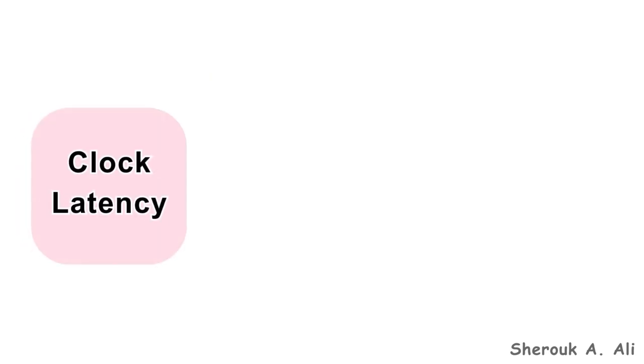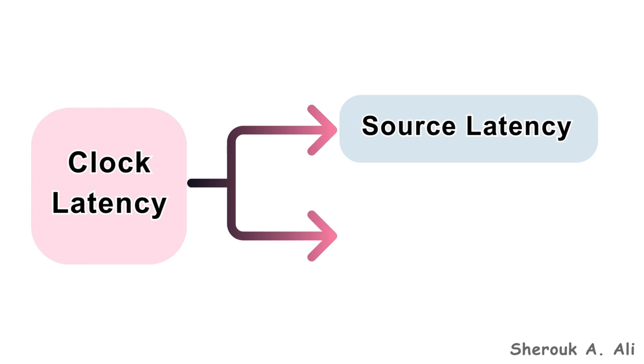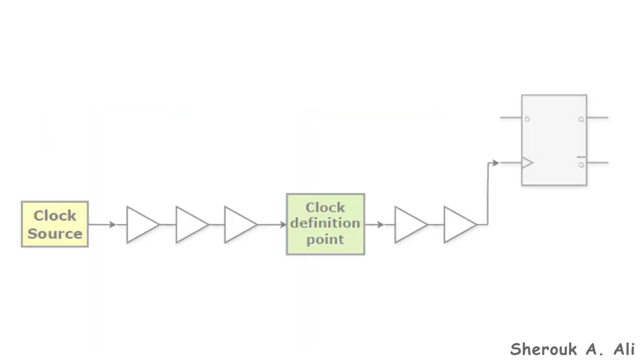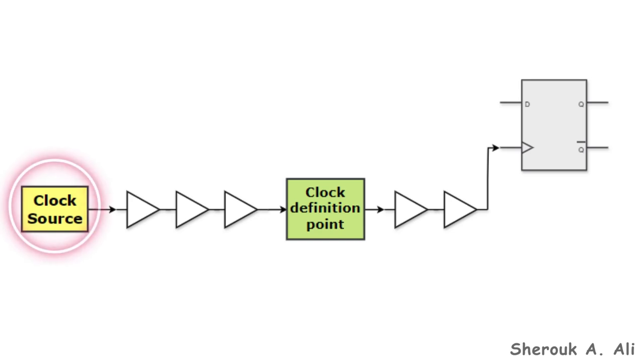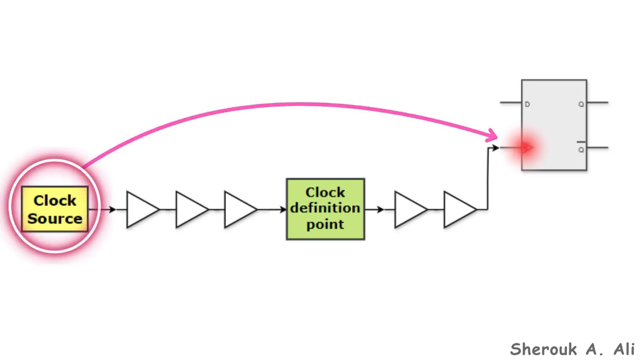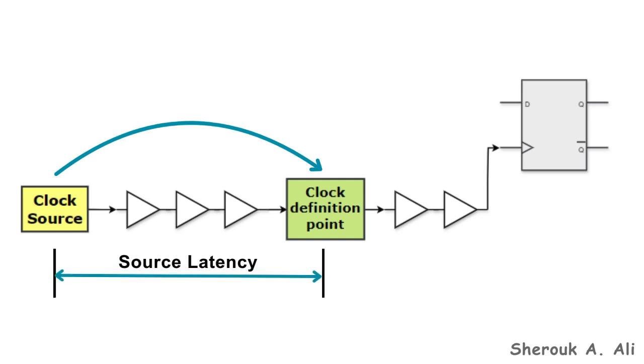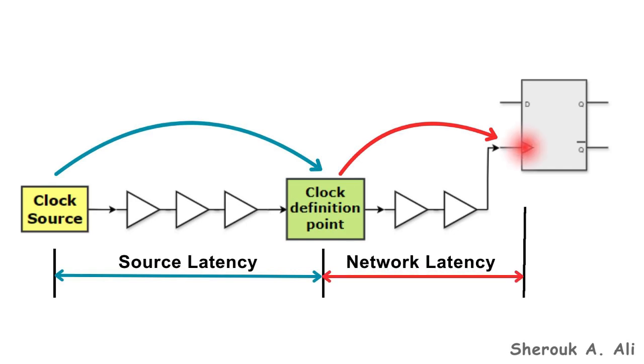Clock latency has two components: source latency and network latency. During the travel of clock signal from the clock source to the clocked elements, it encounters two stages of delay. First stage is the delay from the clock source to the clock definition point, and this is called source latency. And second stage is the delay from the clock definition point to the clock pin of a clocked element, and this is called network latency.